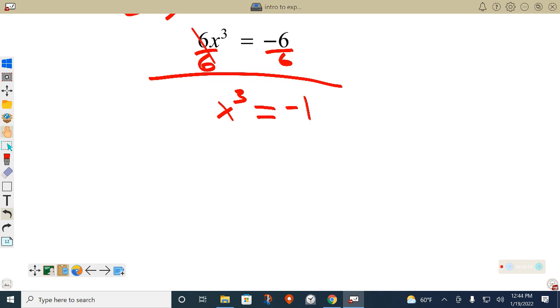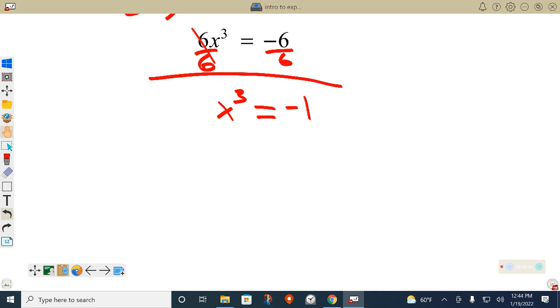Someone besides Fonseca or Cruz, what do I do? Not Cruz. Someone besides Cruz or Fonseca, what do I do to both sides now? Whatever I do to one side, I got to do the other. But what do I do here? The root, the thing. Thank you. What kind of root though? There's a lot of roots. Which one?